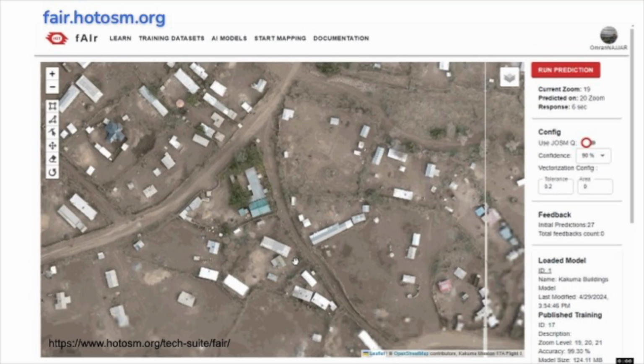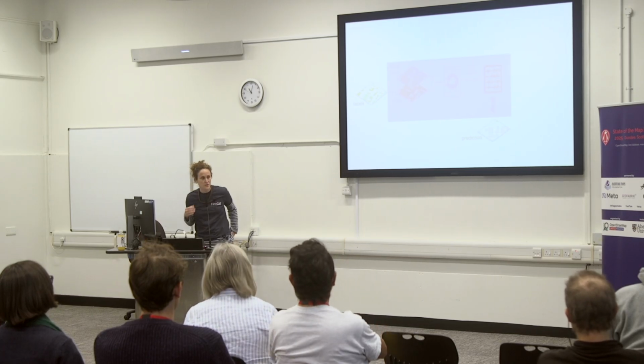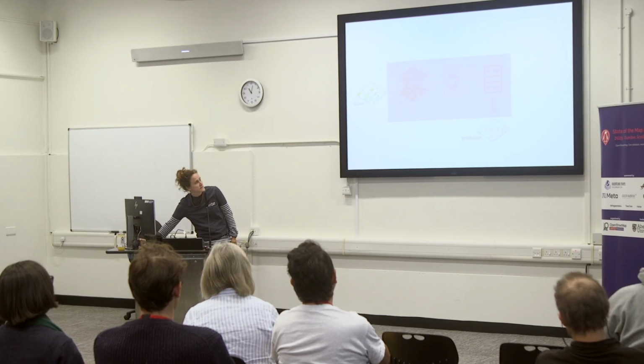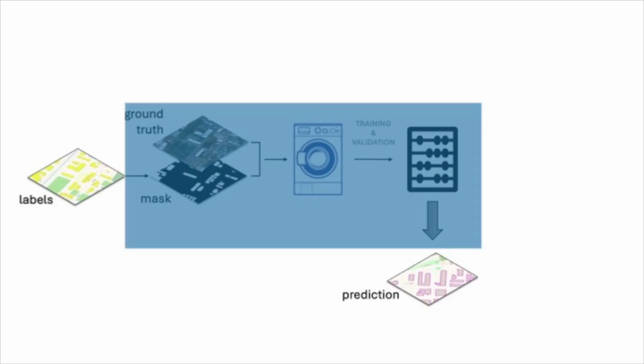But actually, what you see online, what you actually act on as a user, as an OSM user, is this part, the labels and the prediction. Whatever is in the middle, you don't really see, you don't touch, you don't need to understand the AI or anything. fAIr does it for you. But I want, as a researcher, to show you what actually happens behind the scenes.